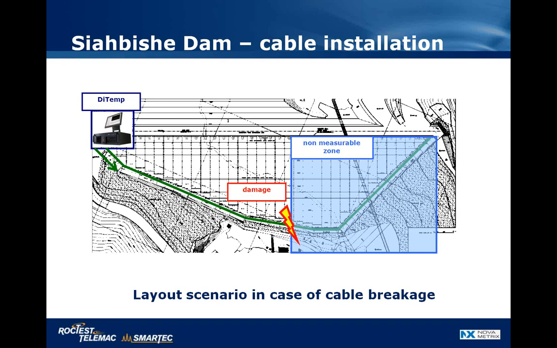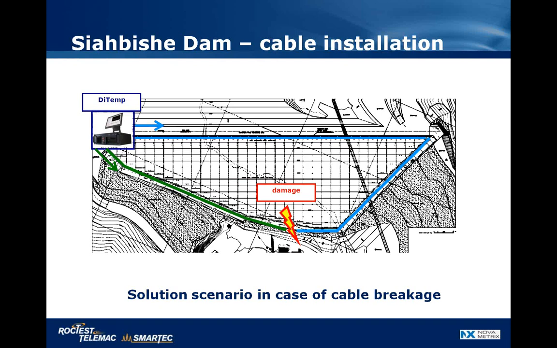It is in fact necessary to point out that in case of breakage, the SMARTEC system can provide the data just up to the breakage point, leaving a blind zone. With the selected cable layout and with the addition of an extra cable, it is anyway possible to reach the breakage location from both sides, thus assuring data continuity in case of sensor failure. It is anyway necessary to point out that cable breakage is unlikely when the structure is finalized. Cable failures typically occur during installation phases.